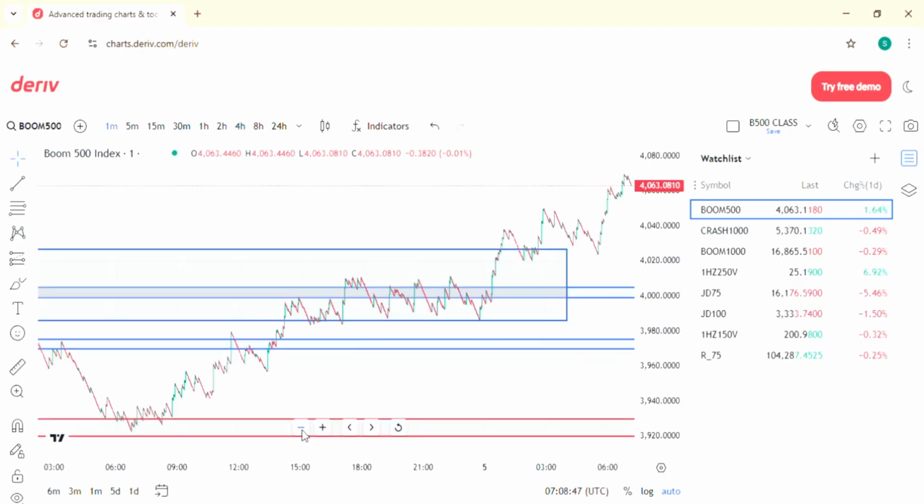All right, this is the 1 minute time frame. This is the 1 minute view. Like I said, you can enter this trade at 1 minute time frame. You can also enter it at 5 minutes time frame.